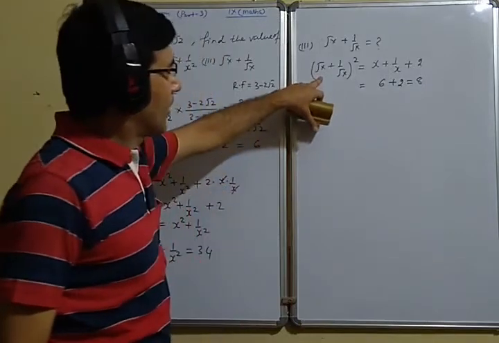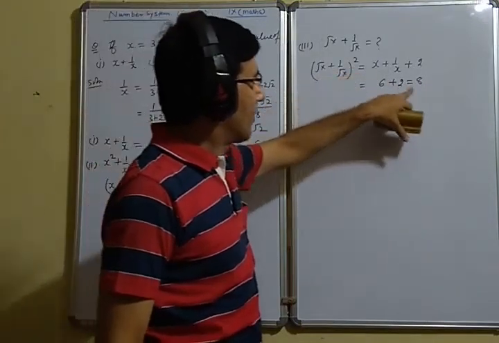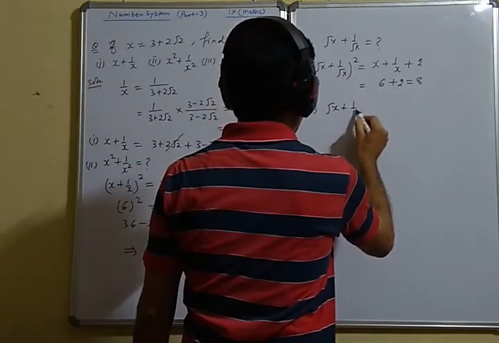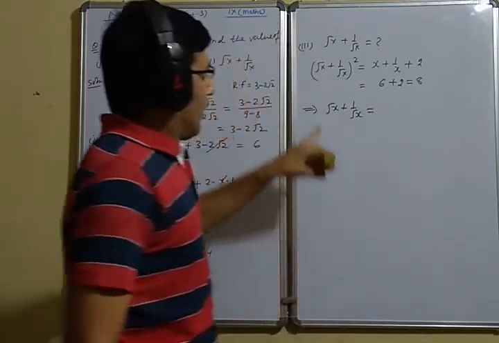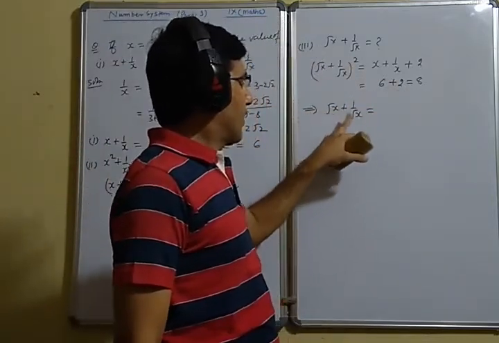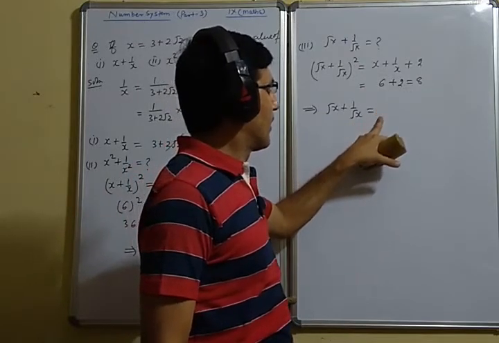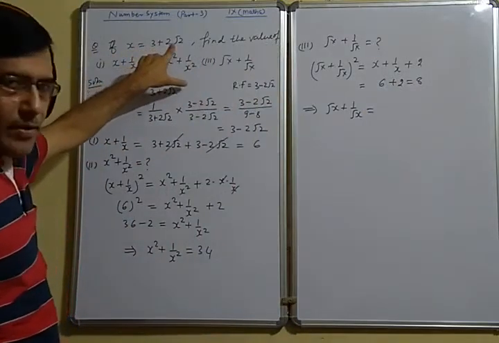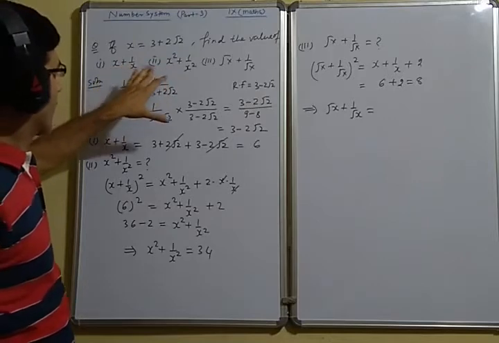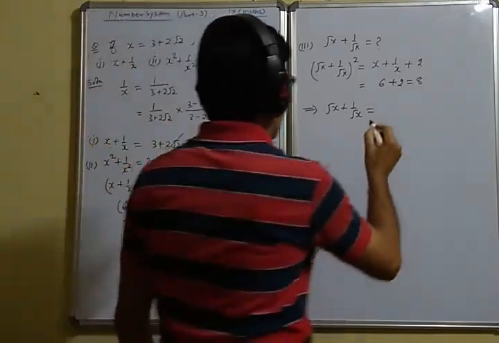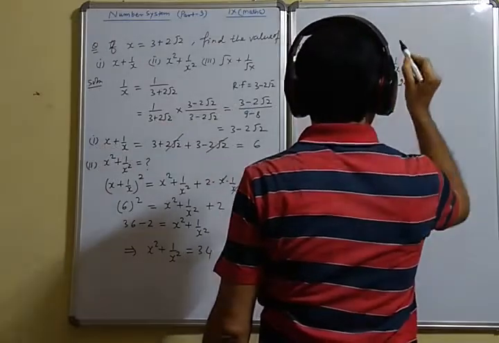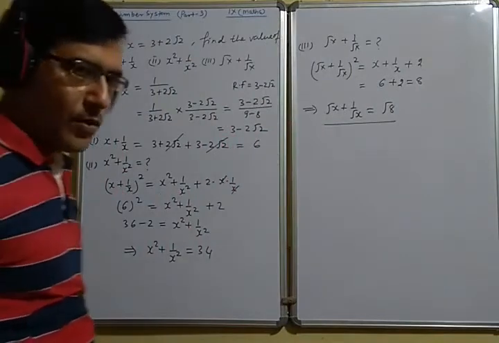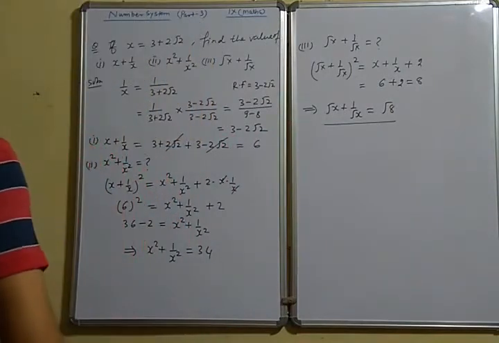So if under root x plus 1 upon root x whole square is equal to 8, then it implies that root x plus 1 upon root x is equal to plus minus root 8. But x is positive here, so under root x cannot be negative. So here we'll write this is under root 8. So this is the required solution. Now let us see some more questions of the same type.